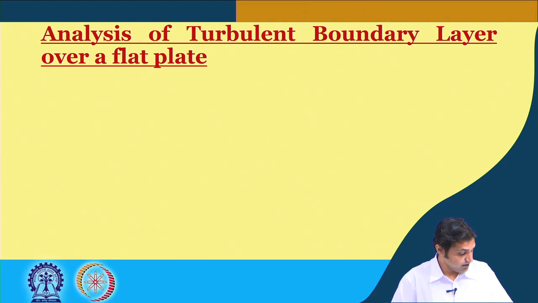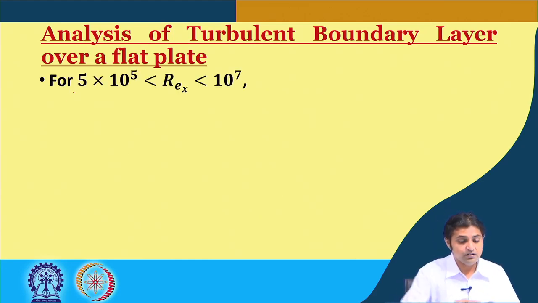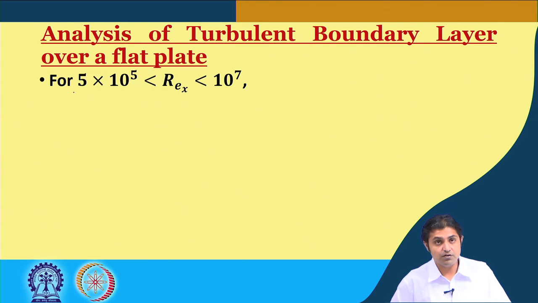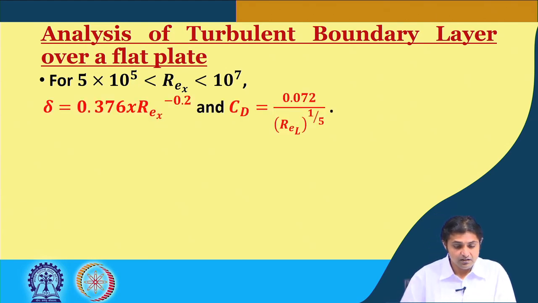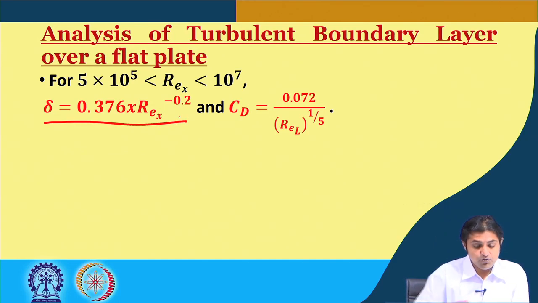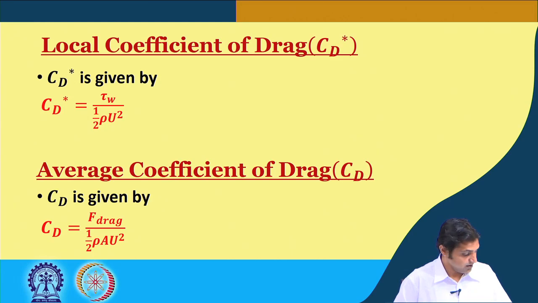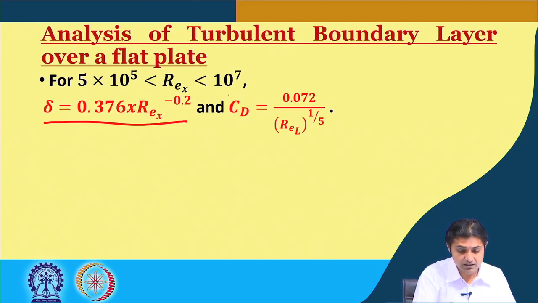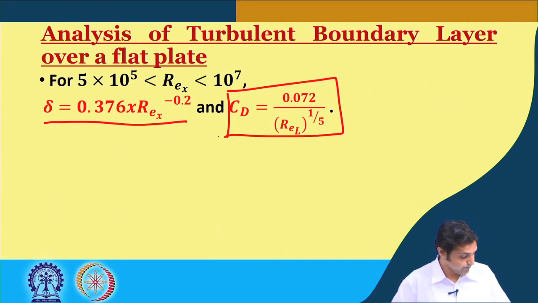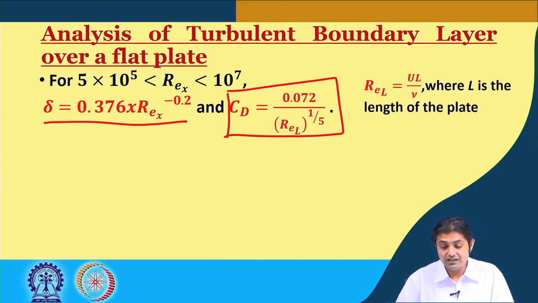So, now the analysis gives us that for Reynolds number between 5 into 10 to the power 5 and 10 to the power 7, this is what we got. Boundary layer thickness was 0.376 multiplied by x multiplied by Reynolds number to the power minus 0.2, and CD gave us 0.072 into Re at L to the power 1 by 5. If you put in those values, we can get CD as follows, where Re at length L is U capital L by nu, where L is the length of the plate.